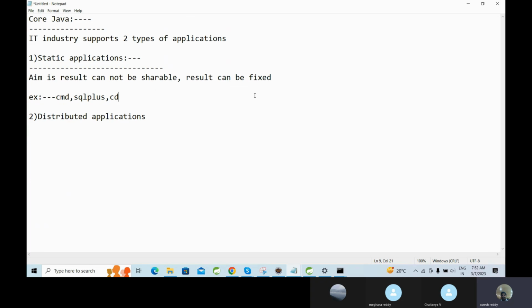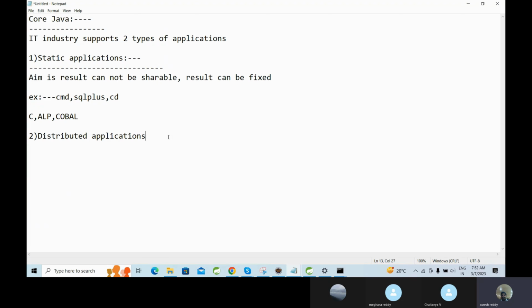These types of applications are developed by using C language, ALP, which stands for Assembly Language Programming, and COBOL. By using these three languages, we can develop static applications. The result cannot be distributed.